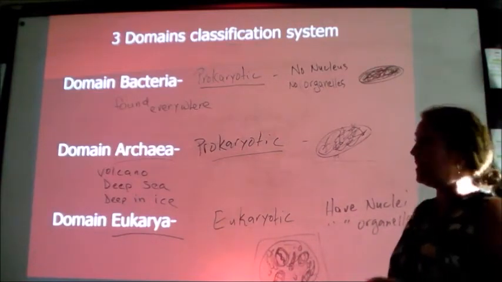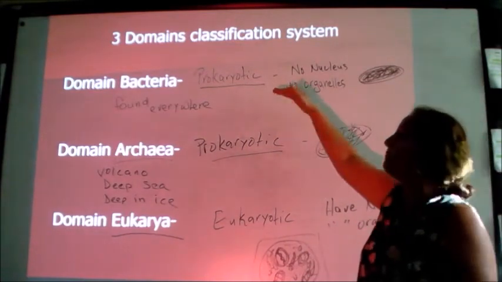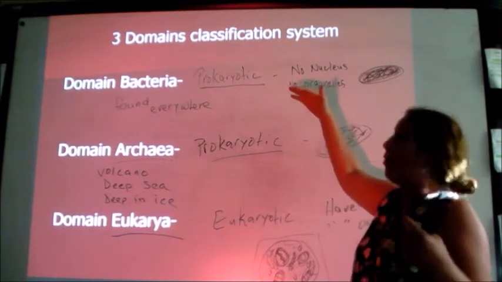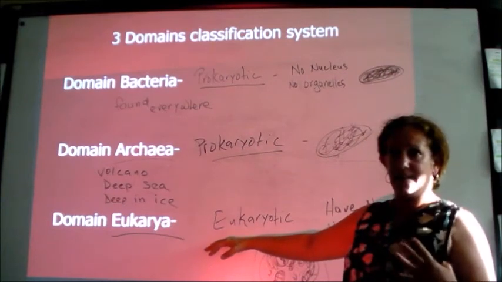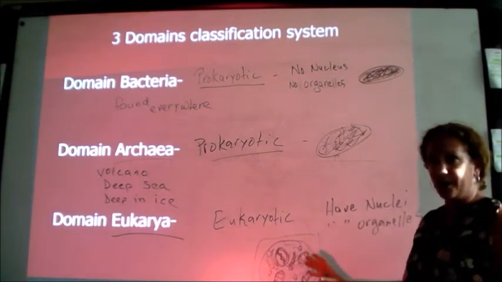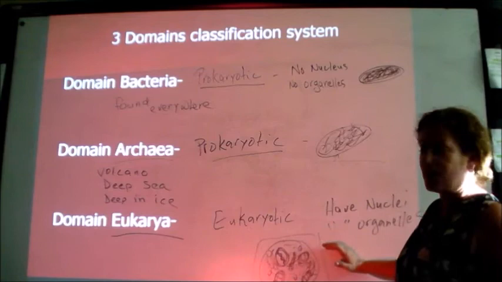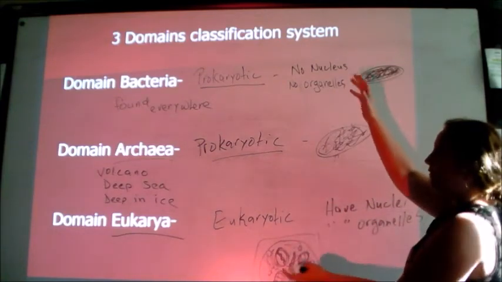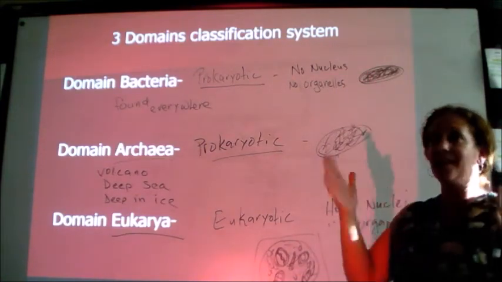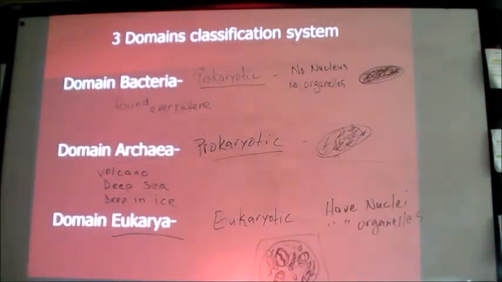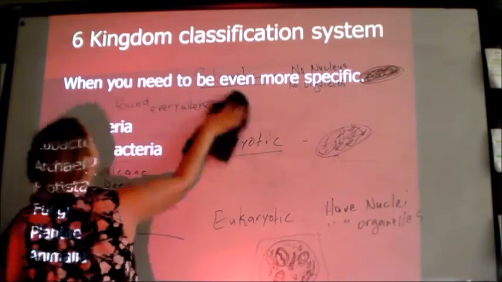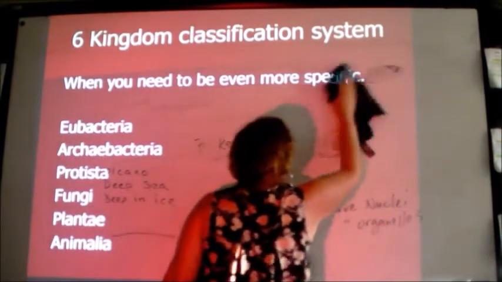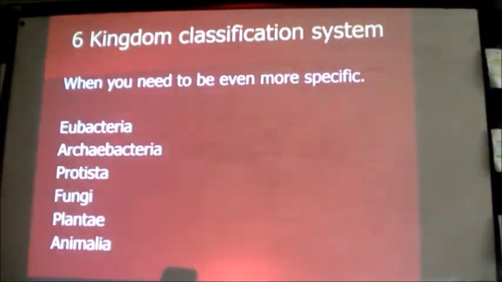But sometimes you need to be a little bit more specific. What type of bacteria are you talking about? Where is it found? Which one? All right, which thing that has nuclei are we talking about? Are we talking about plants or animals? Okay, so after you have these three domains, you're going to break it down even further. And you're going to break it down into the 6-kingdom classification system. So you're going to use this when you need to be even more specific.